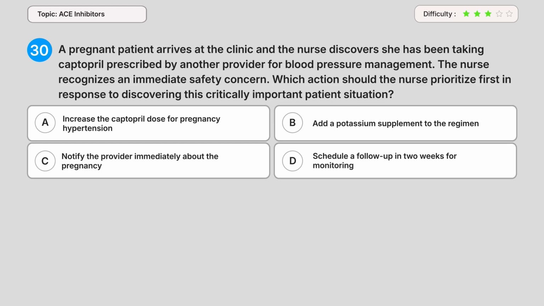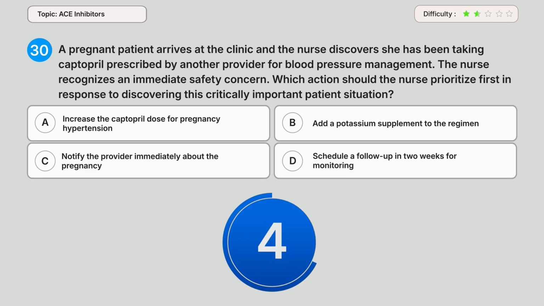A. Increase the captopril dose for pregnancy hypertension. B. Add a potassium supplement to the regimen. C. Notify the provider immediately about the pregnancy. D. Schedule a follow-up in 2 weeks for monitoring. Do you know the answer?